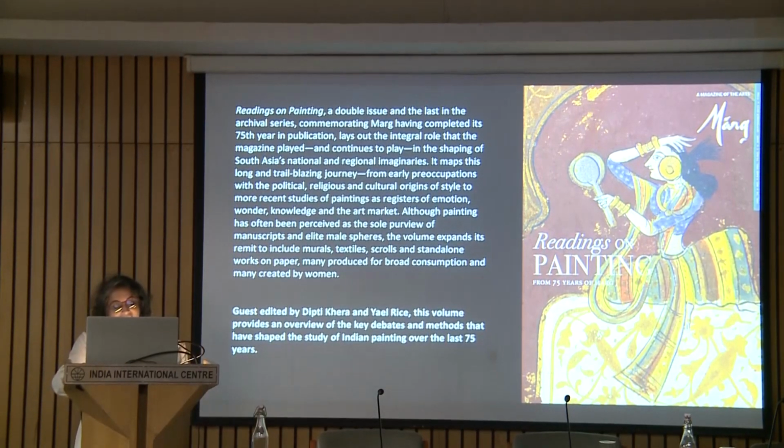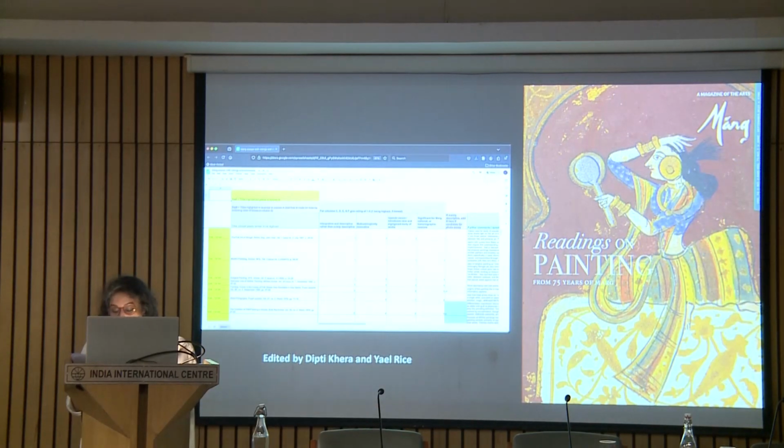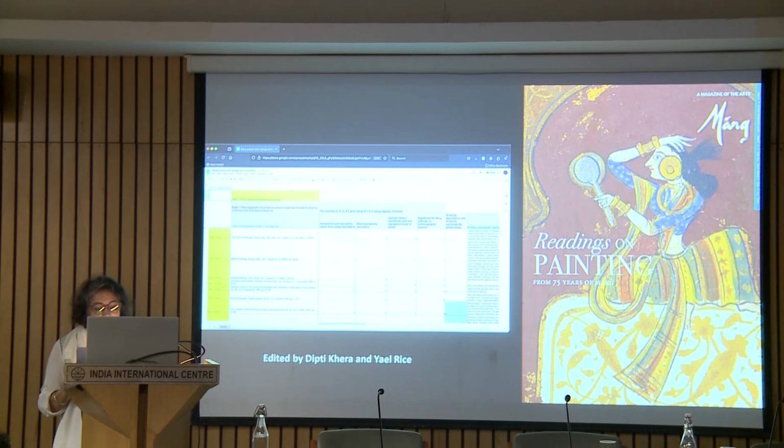Yael Rice and I worked together on all aspects of shaping this volume after receiving the material from Marg that was, since we are talking about classifications, classified under 3 lists: pre-colonial paintings, colonial and company paintings, and folk, tribal, village, popular art. We embarked on a complex process of grappling with this archive of 300 plus articles.